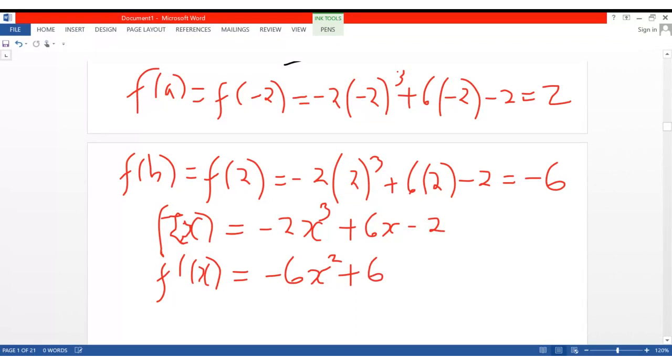Now, our f prime of k is where there's an x replaced with k. So I'll get -6k squared plus 6. Only that. So you just have to replace. So now I have everything that I need. I just input them in the formula. So f prime of k we know. That is -6k squared plus 6.